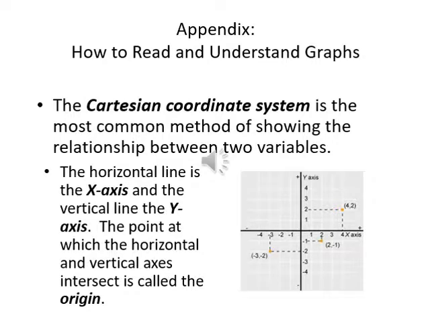The Cartesian coordinate system is the most common method of showing the relationship between two variables. The horizontal line is the x-axis and the vertical line is the y-axis. The point at which the horizontal and vertical axes intersect is called the origin.